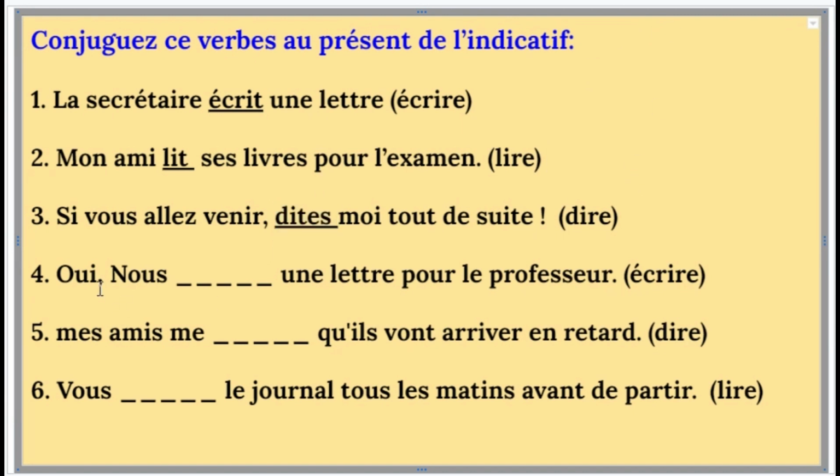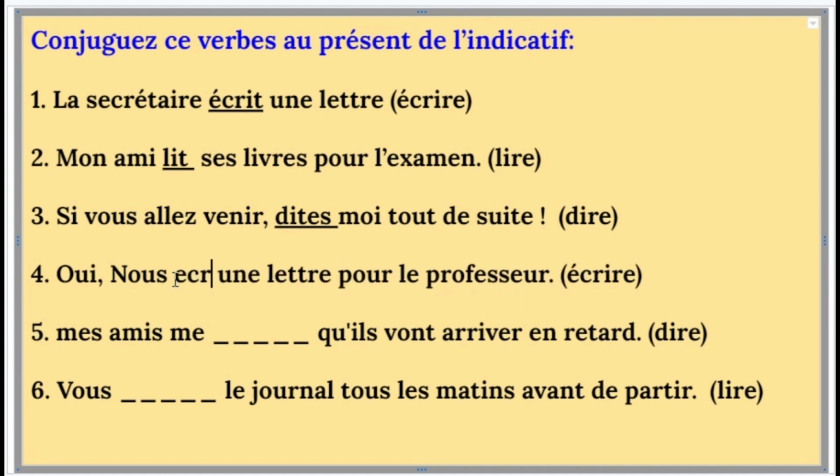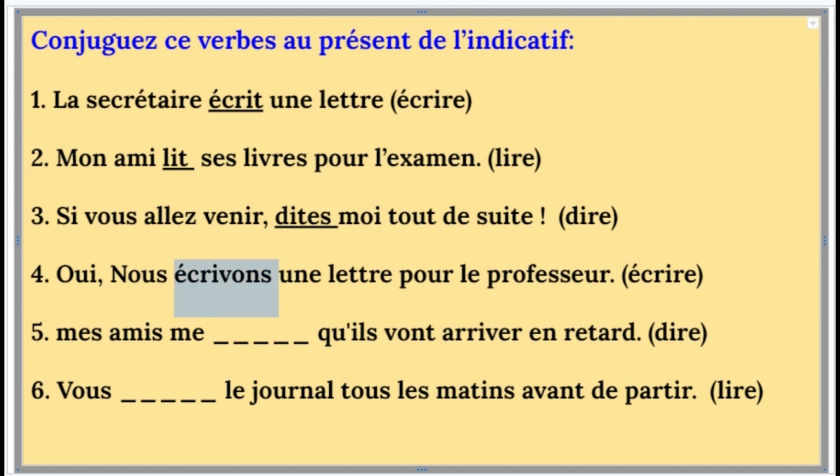The fourth one, oui, nous dash une lettre pour le professeur. Okay? Yes, we are writing a letter for the teacher. Écrire is the verb to write. How are we conjugating the verb écrire with the subject pronoun nous? So we're going to have nous écrivons une lettre. Okay. Nous écrivons une lettre pour le professeur. We are writing a letter for the teacher.